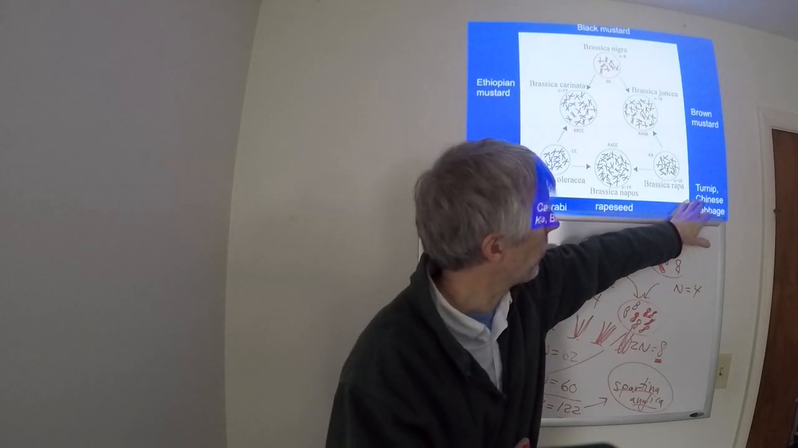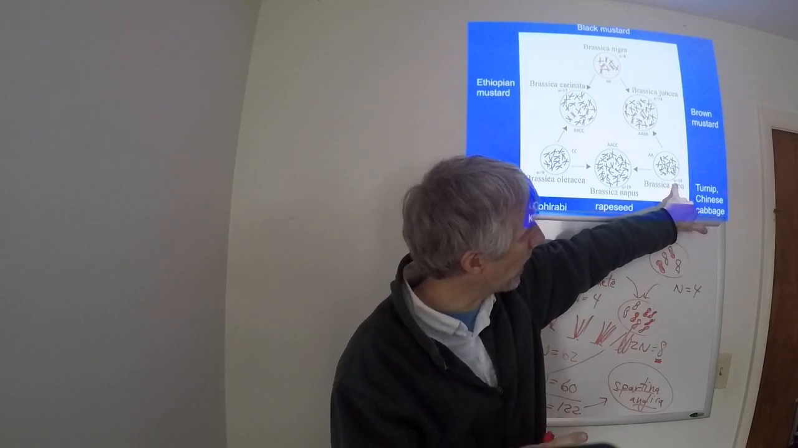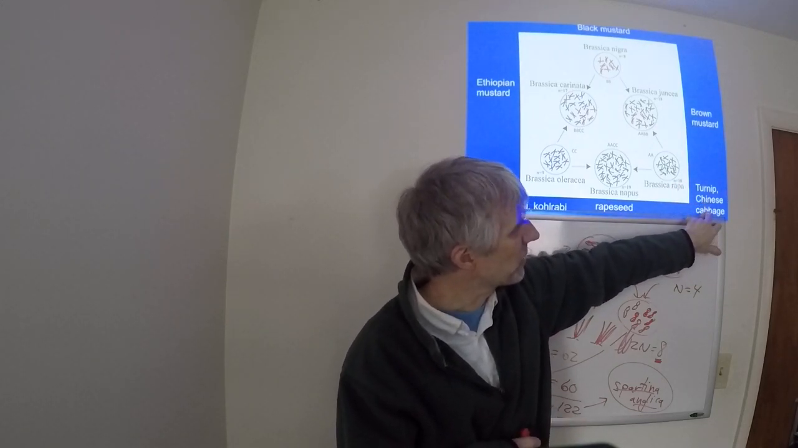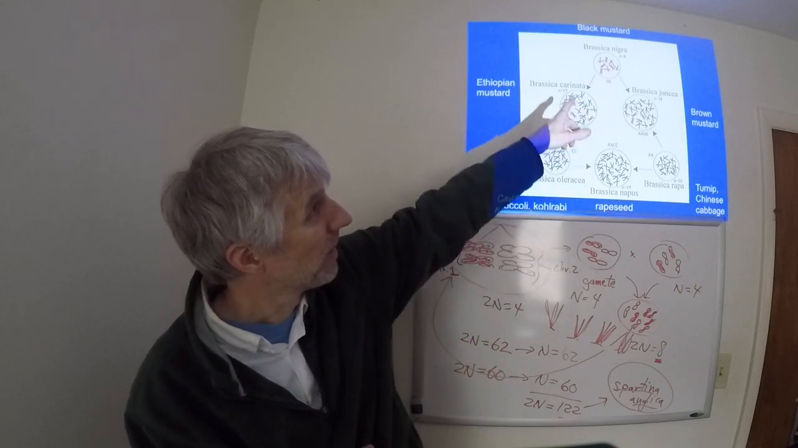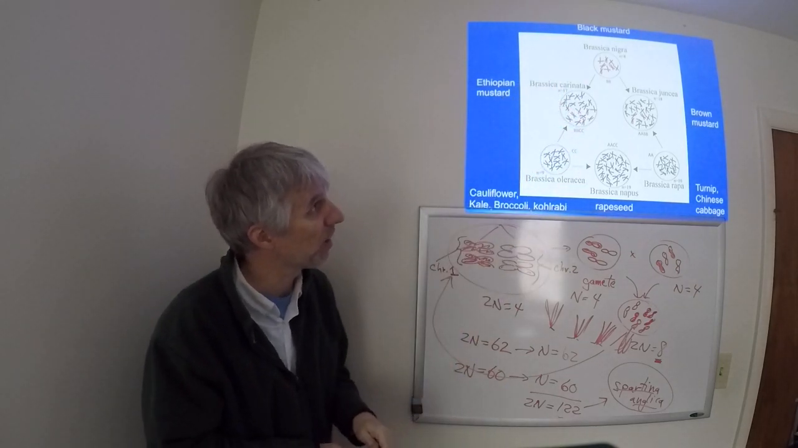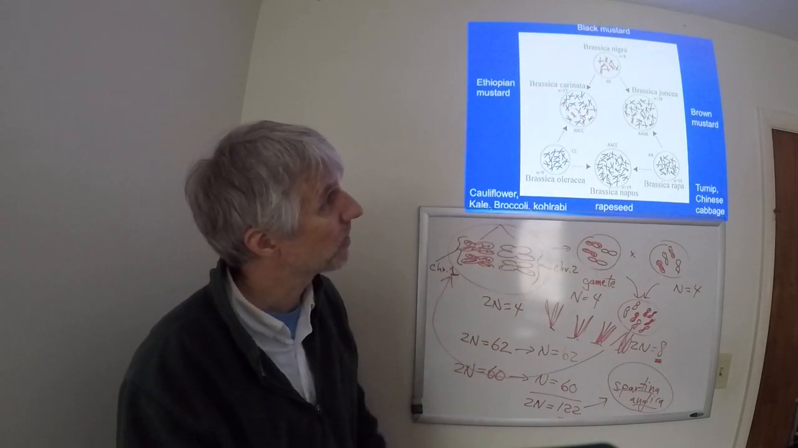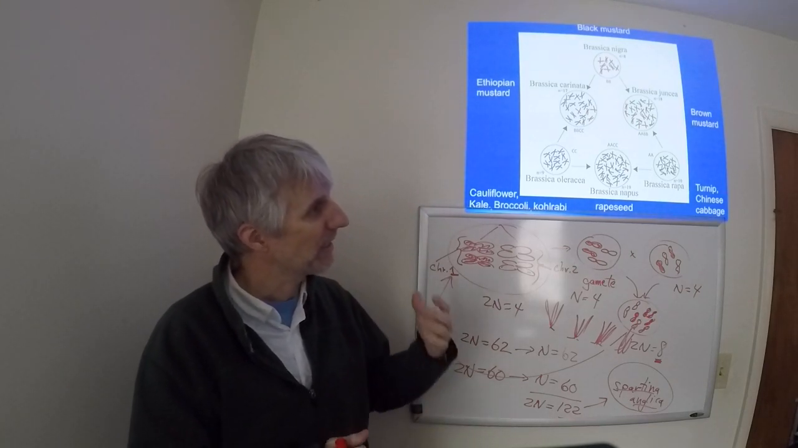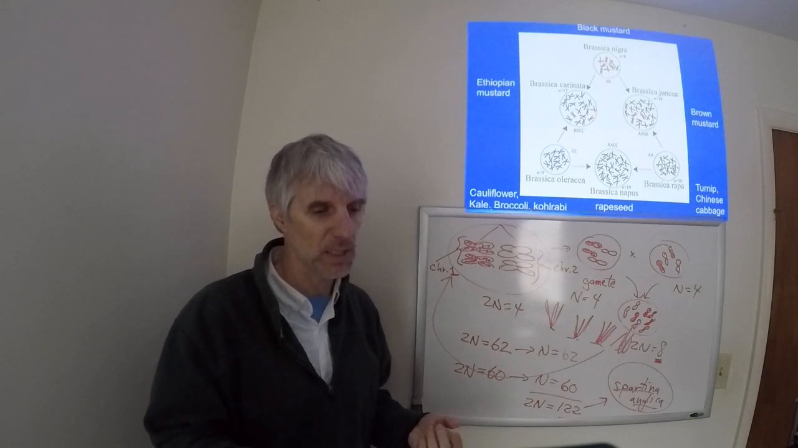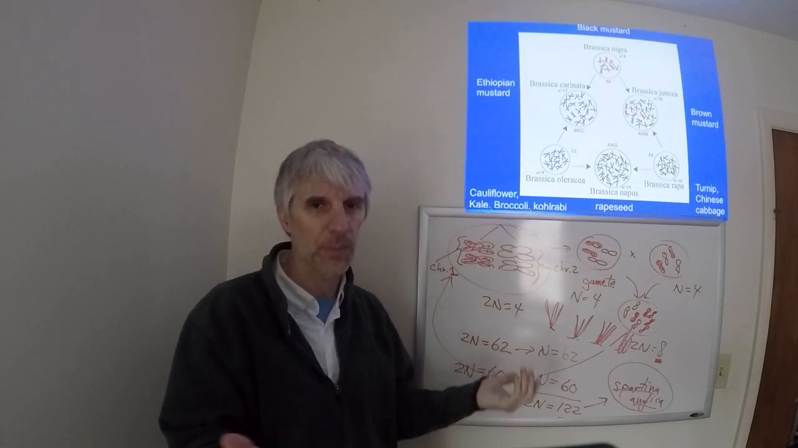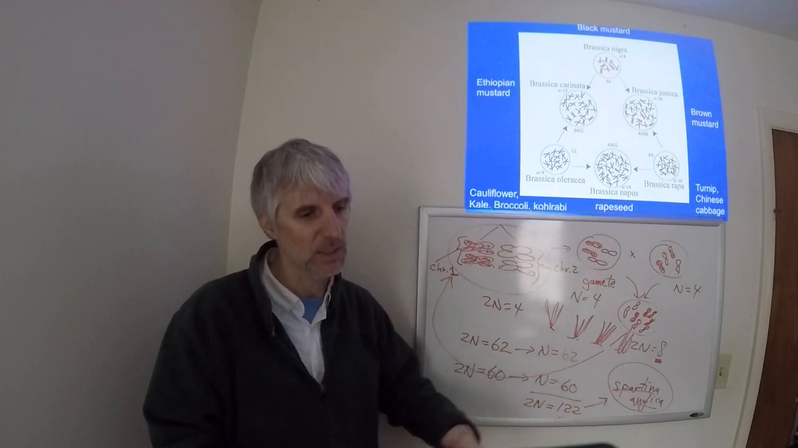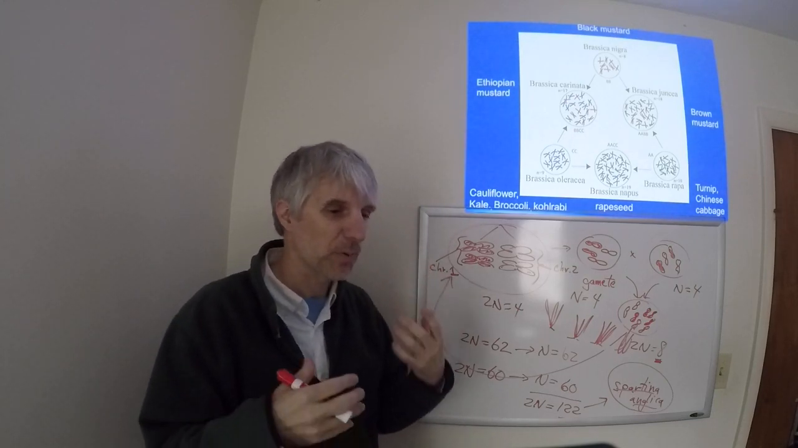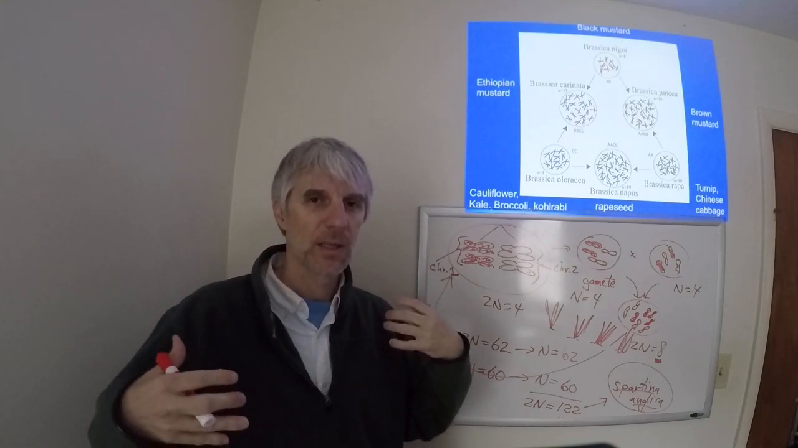And then on this corner, there's a 2n equals 20, n equals 10. That's turnip or Chinese cabbage. And at the top there is black mustard. That's a 2n equals 16, n equals 8. Okay, now these three species are closely related, but they don't reproduce together. They're their own species. But under the appropriate conditions, they can.